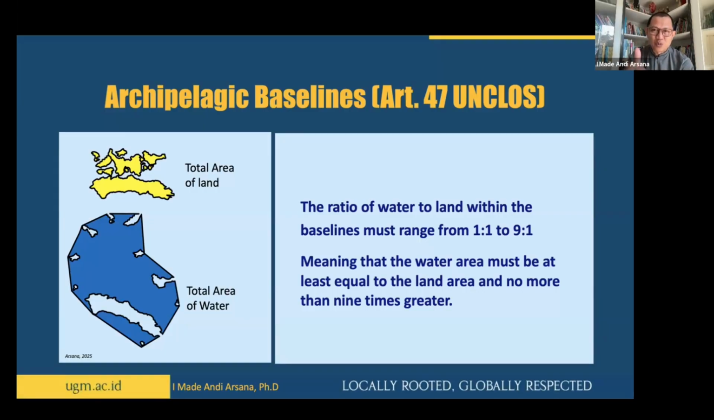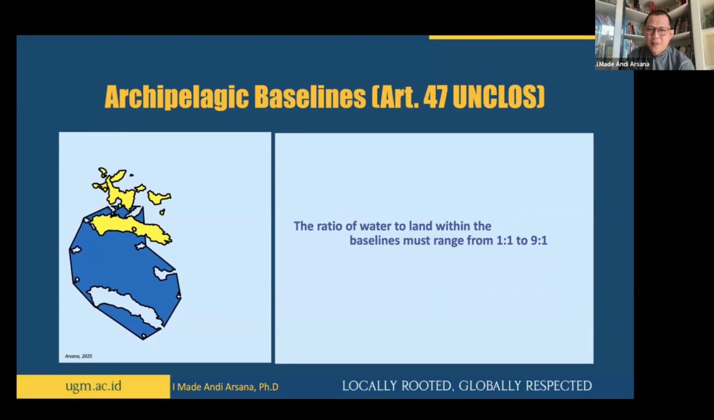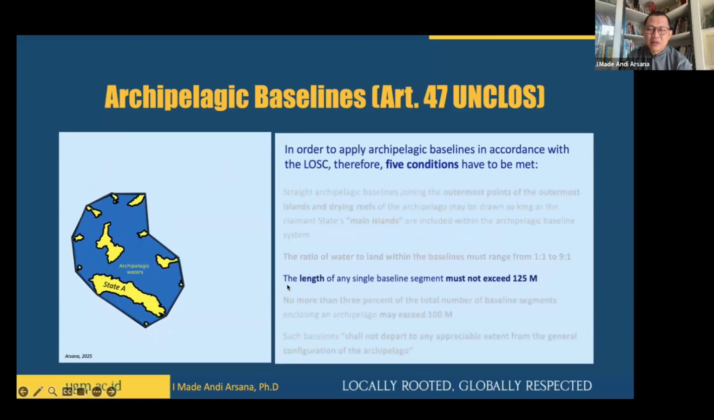So we already covered criteria number one, criteria number two. Now, criteria number three, the length of any single baseline segment must not exceed 125 nautical miles. By the way, once again, we always use the symbol M, the big M over here, not NM. So nautical miles is symbolized with a capital M, not NM, because NM would be nanometer. It's very short. So instead of using NM, we use M because NM can be nanometer, which is very short, right? Okay, now the length of any single baseline segment must not exceed 125.